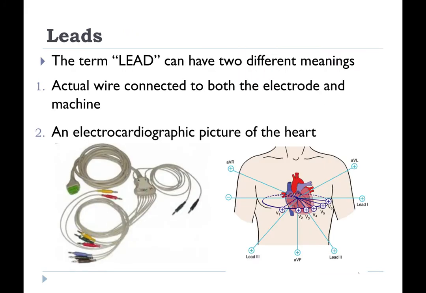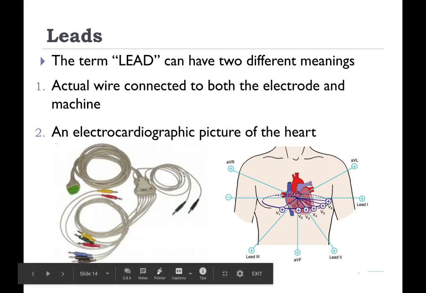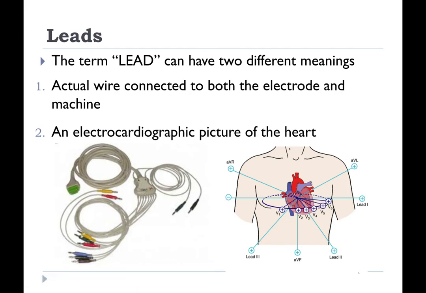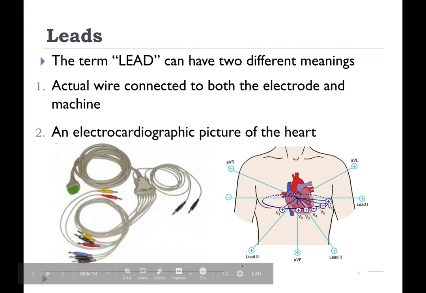The term lead can have two different meanings. The lead can be the actual wire connected to both the electrode and the machine, or it can also be an electrocardiographic picture of the heart. So we're getting different pictures of the heart during the EKG.